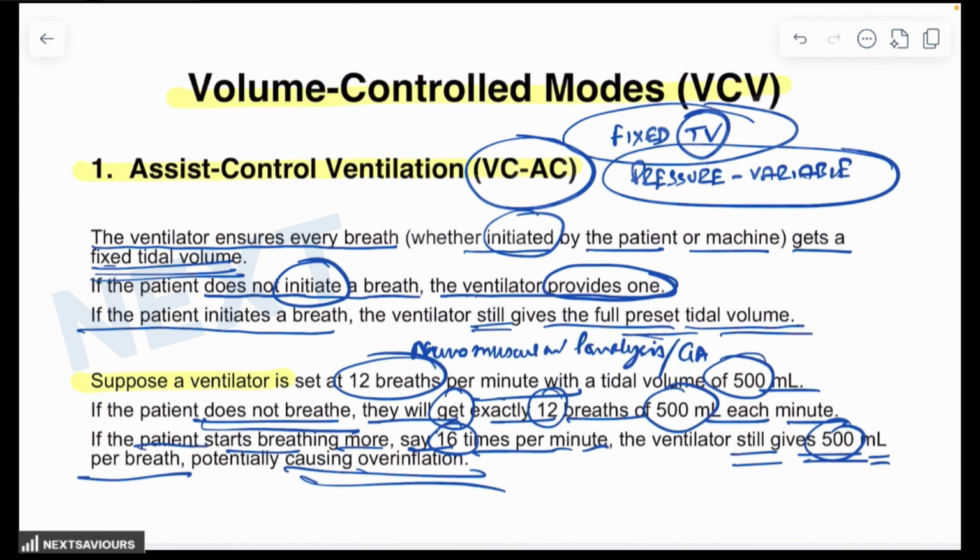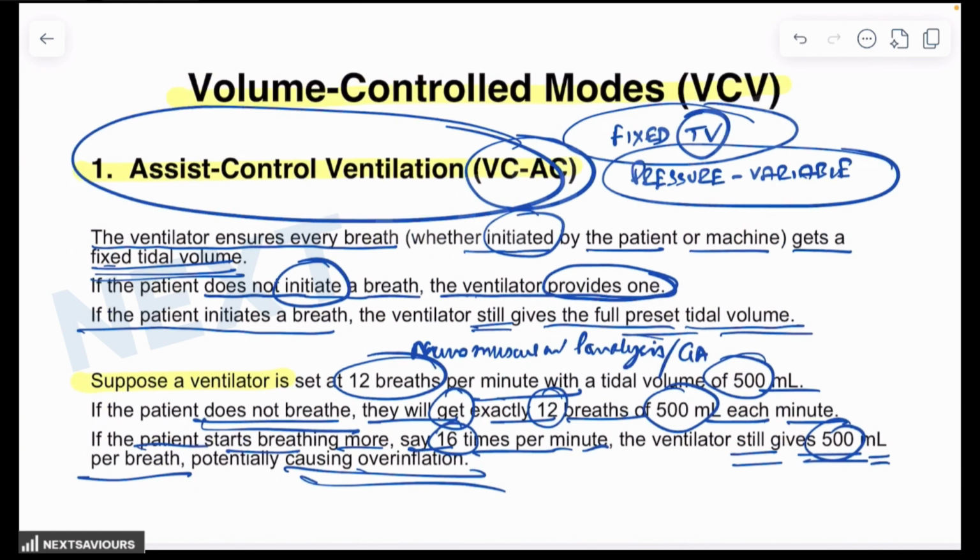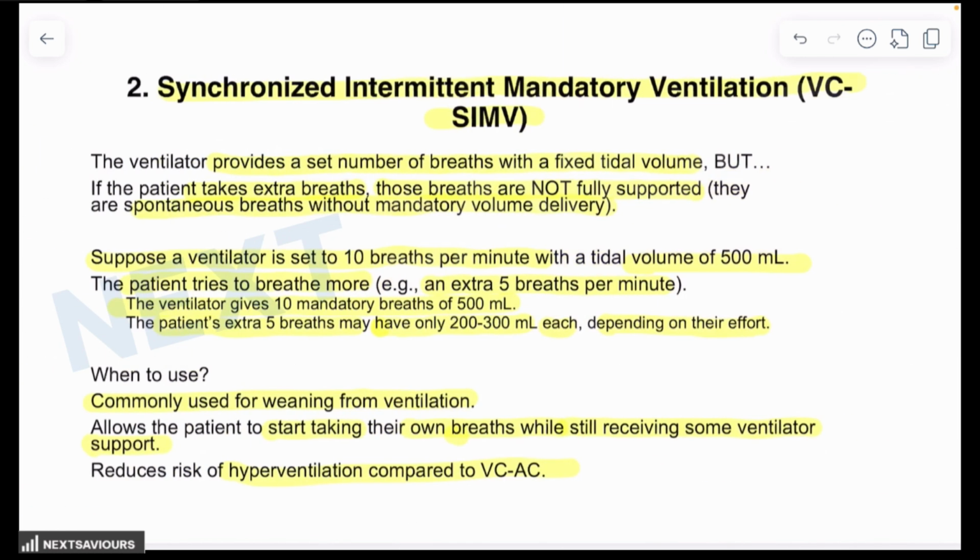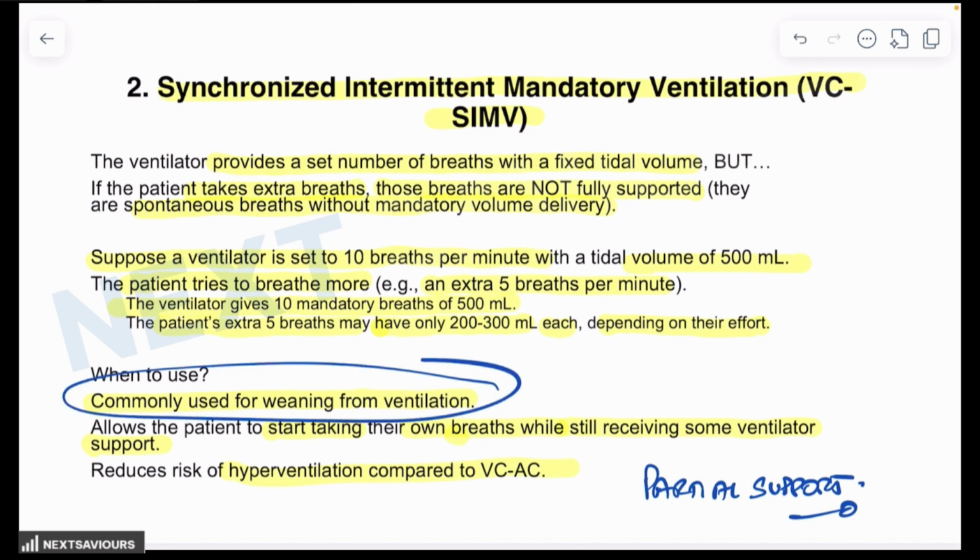One is the assist control. Obviously the assist control is providing full support. The ventilator gives full volume for every breath, and that is why it is especially useful for those who are not using their own efforts at all, where the patient's effort is absolutely nil. And the synchronized one is providing partial support. The ventilator gives set breaths, but the extra breaths by the patient are not fully supported. All right. So this is particularly used in case of weaning.